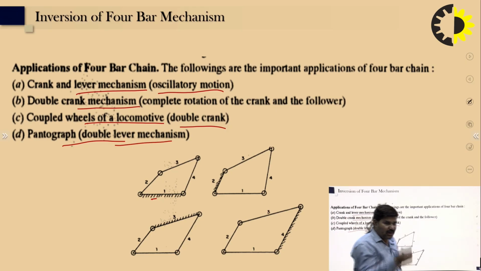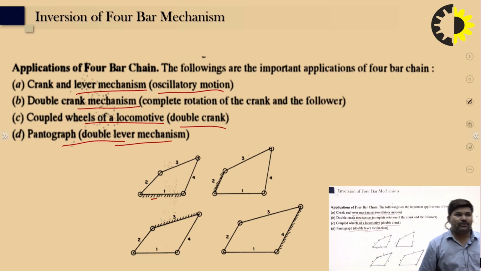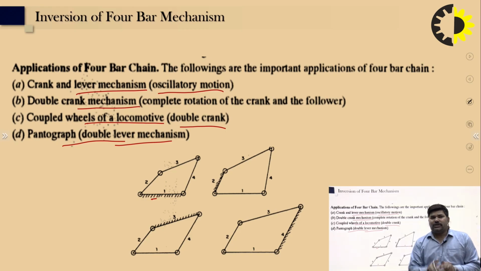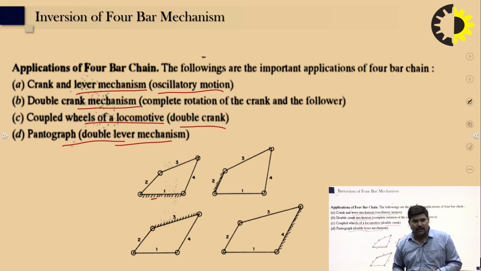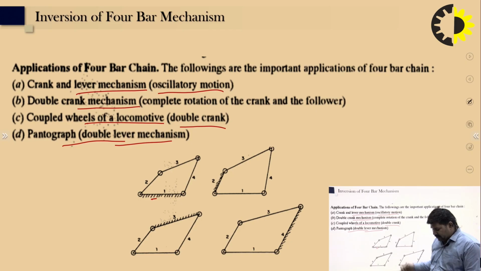So according to the name, you can find out which type of motion there is. A crank and lever mechanism gives oscillatory motion. A double crank mechanism means complete rotation of the crank and the follower. In the coupled wheels of the locomotive, the crank and connecting rod are in the parallel direction, and two cranks are required. The pantograph mechanism is a double lever mechanism used to draw a straight line.